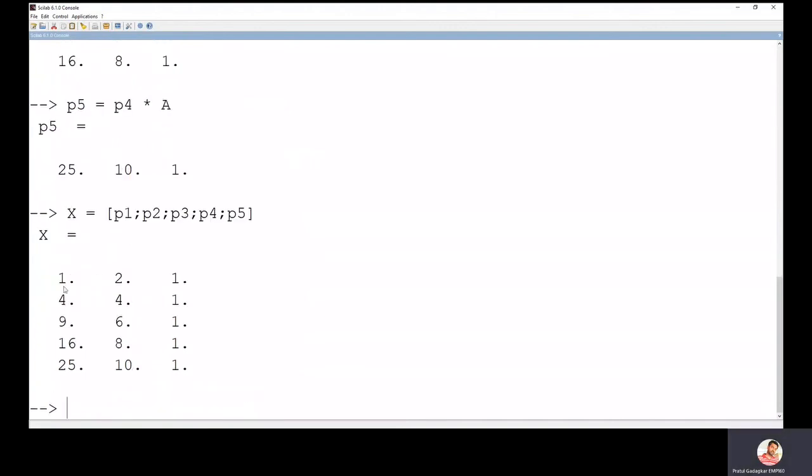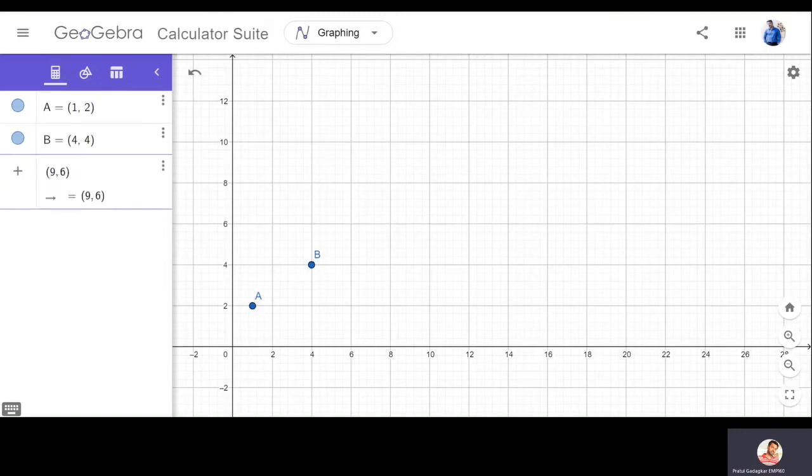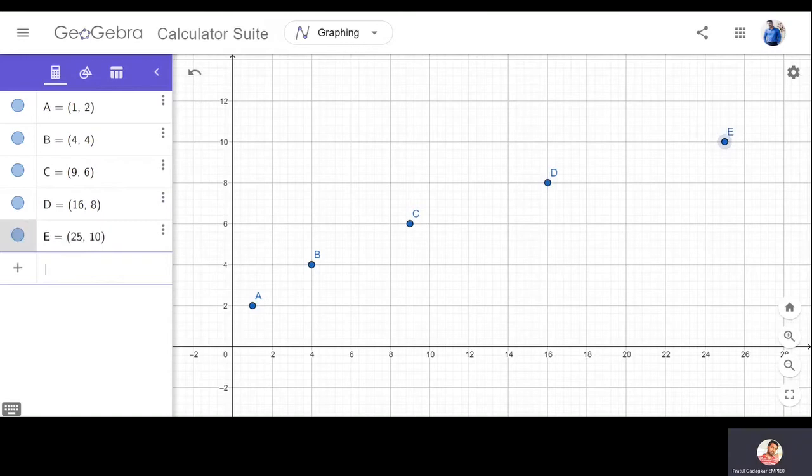Now we will go to GeoGebra and we will plot these points. These are the homogeneous coordinates, so we enter the points here. The first point was (1, 2). The second point was (4, 4). I'm plotting them on the screen. Next is (9, 6). The fourth is (16, 8), and the last one was (25, 10). So you see the 5 points here, and to which parabola were they corresponding? They were corresponding to the parabola y square equal to 4x.